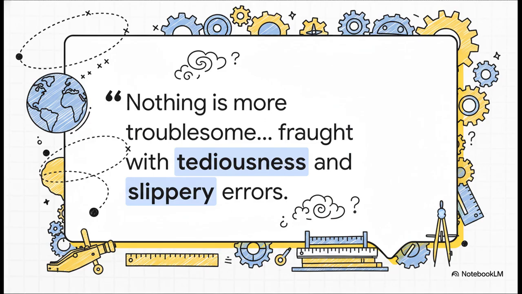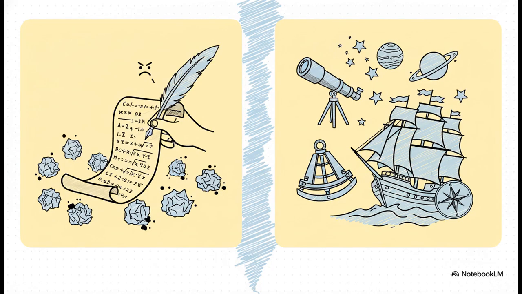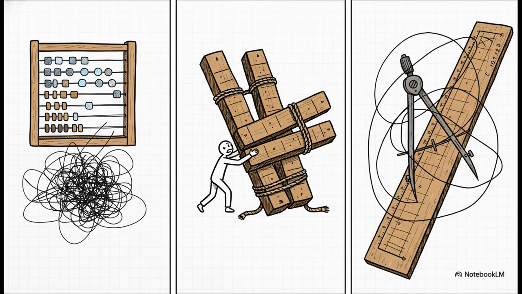I mean, can you imagine trying to calculate a planet's orbit or the trajectory of a cannonball by hand? A single tiny mistake could throw the whole thing off, and these calculations were filled with what he called slippery errors. So you've got this massive gap opening up. On one side, you have the slow, error-prone reality of doing math with a quill and paper. And on the other, you have the growing demands of science and exploration, which needed faster, more accurate calculations. Something had to give.